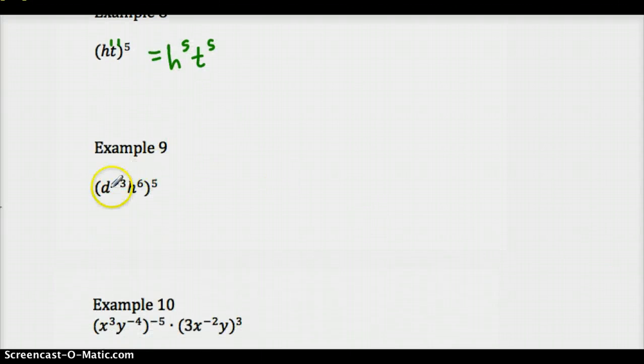Here, you have d to the negative 3 times h to the 6 raised to the 5th. So everything gets the 5. So we have d to the negative 15, h to the 30th. Once again, I'm going to show you in a second how you get rid of negative exponents, and we'll come back to that problem.